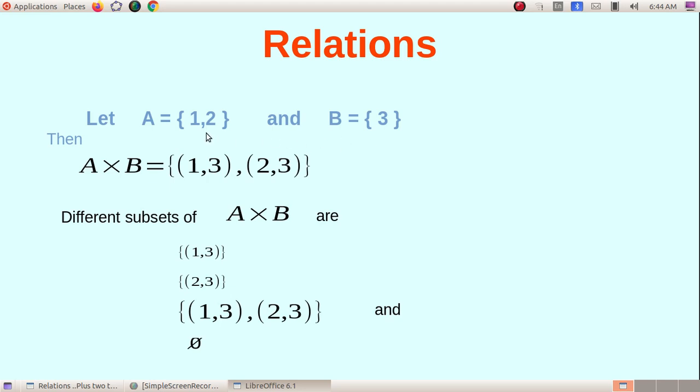Therefore there is no element in the relation in which the element in B is less than that of the element in A. Therefore the fourth relation is ∅. Okay, now I mentioned 4 relations from A to B. If you say any other relation from A to B like this, you get any one of these 4 sets. Or in short we can say that a relation from A to B is a subset of A cross B. Okay, it's a subset of A cross B.